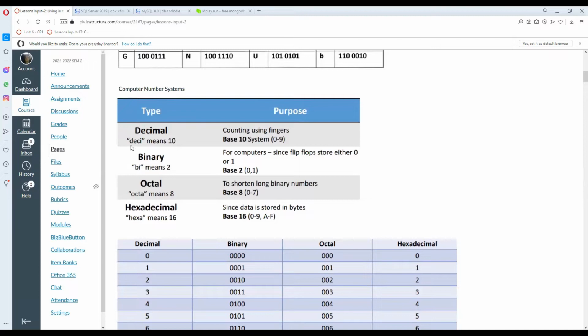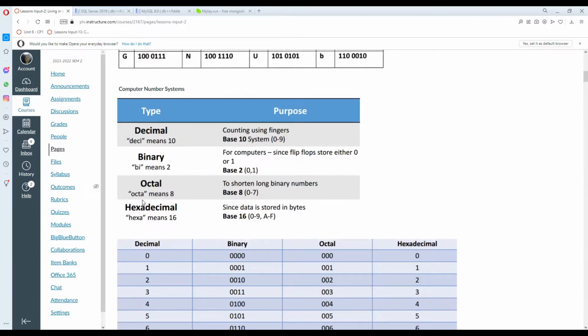We have different types of computer number systems. We have decimal from the root word deci, meaning 10. So it is base 10, meaning the symbols are based from numbers 0 to 9. We also have binary, which means 2. So for computers, since a flip-flop stores either 0 or 1, it is called base 2, from 0 to 1.